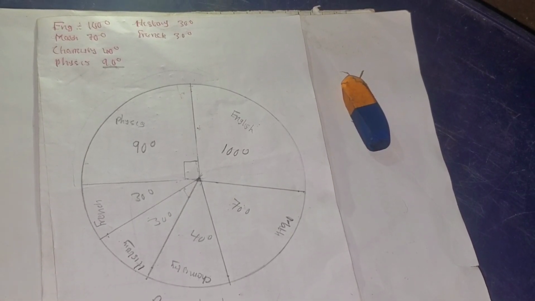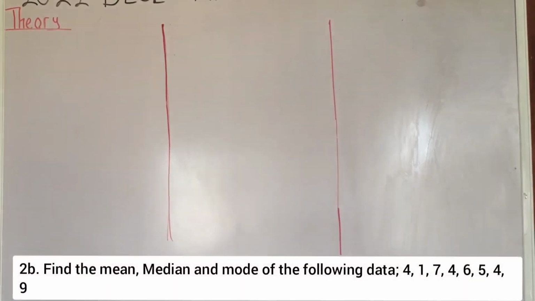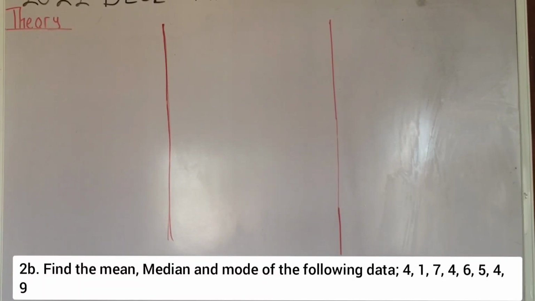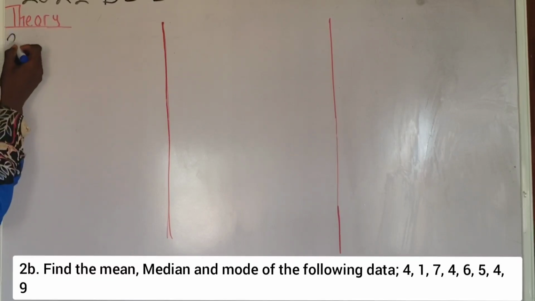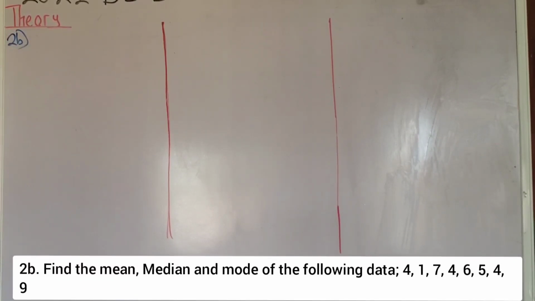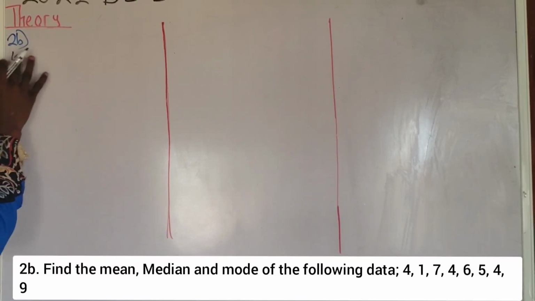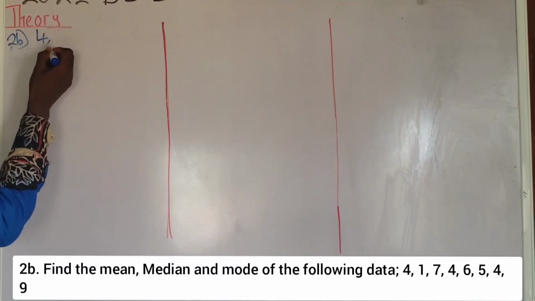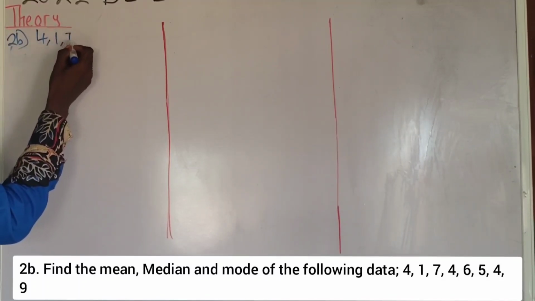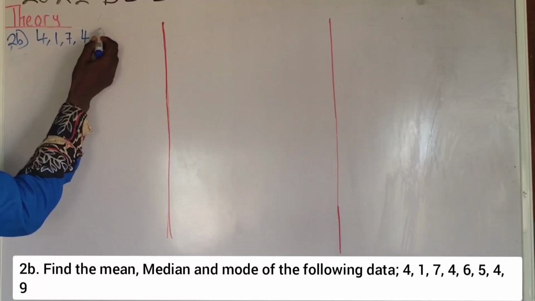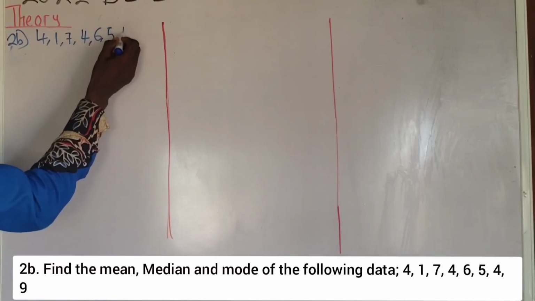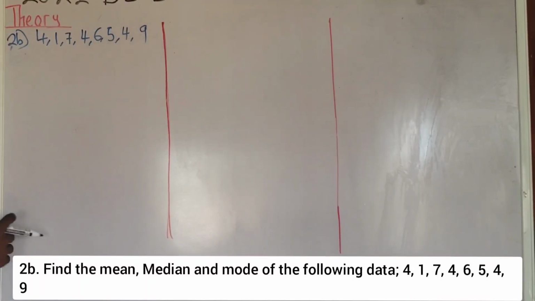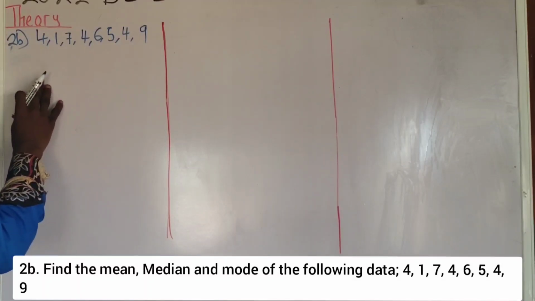Okay, so let us proceed to question 2b. Find the mean, median, and mode of the following data. We have 1, 7, 4, 6, 5, 4, and 9. Now we are asked to find the mean, median, and mode of this data.